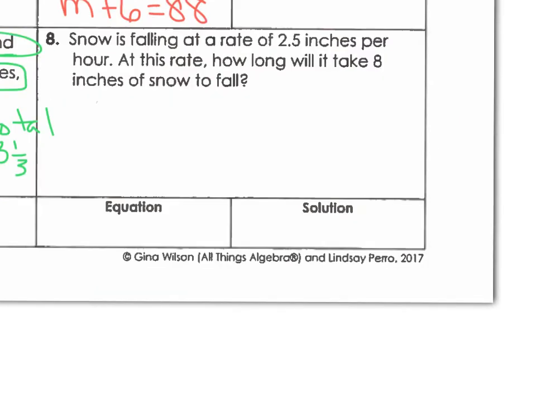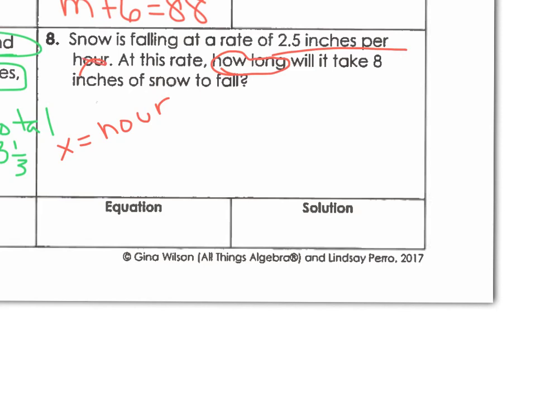All right, one more, number 8. Snow is falling at a rate of 2.5 inches per hour. Unit rate, yay. Okay, at this rate, how long, okay, so that's our variable. How long will it take it to snow 8 inches? Okay, so how long is our unknown, and we know it's in terms of hours.